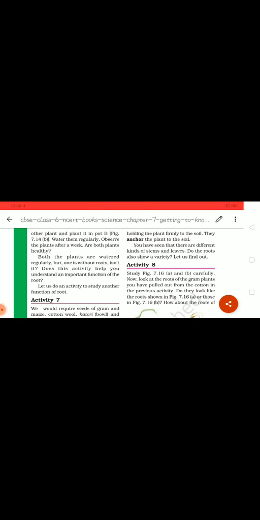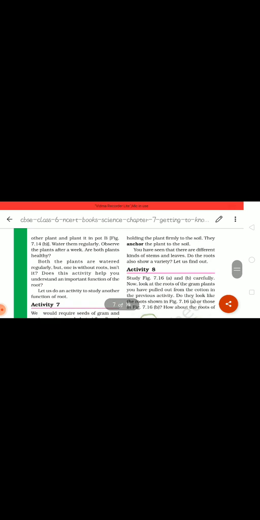Are both plants healthy? So please think and tell which plant will be healthy, pot A or B. Exactly, the pot A plant was healthy. Why? What happened? They both are plants placed in the pot only, no? Then why did the pot B plant not grow? Because it doesn't have root. There is no one to supply the minerals and water to the upper parts of the plant.